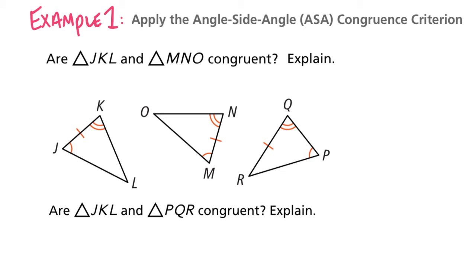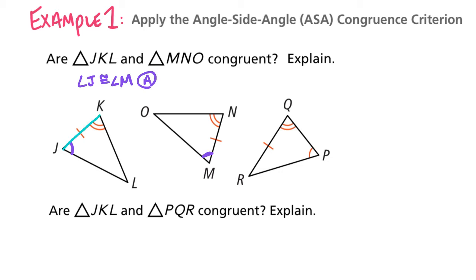So here we have another picture. We can see we have three different triangles, and it first asks if these two are congruent. Are these two here congruent? And I like to color code things. You guys know that by now. I notice that angle J and angle M are congruent, right? Angle J is congruent to angle M, and that's a pair of angles.